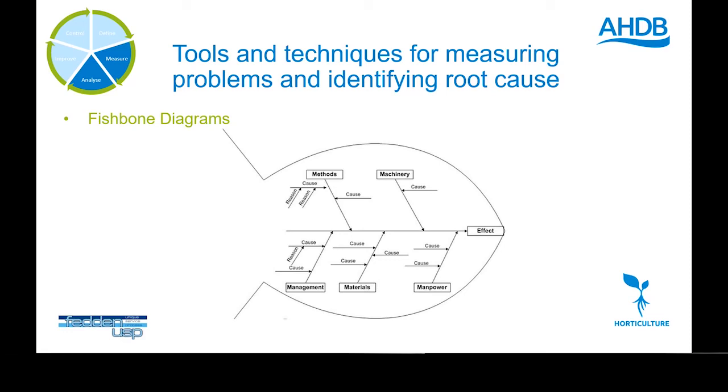So this is a classic way of doing it in terms of methods, machinery, management, materials, manpower, that there might be a number of things that could be the potential causes that result in the effect we're seeing through our measurements of the problem. So always looking for root causes. There's a far simpler way of doing this, which I'll come to next. So just constantly look for root causes.